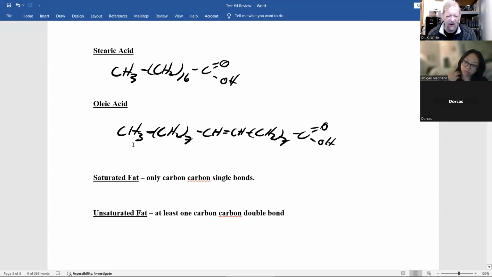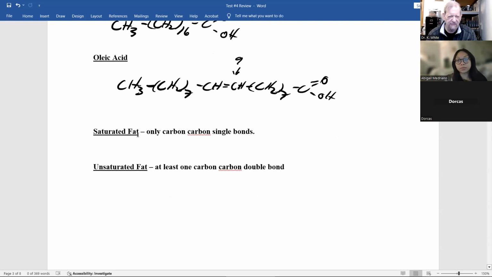Now, oleic acid also has 18 carbons, but at carbon number 9, there's a double bond. And so we have 1 plus 7 is 8. This is 9, double bond. And a total of, again, 18 carbons, but there's a double bond. And this can be cis or trans.